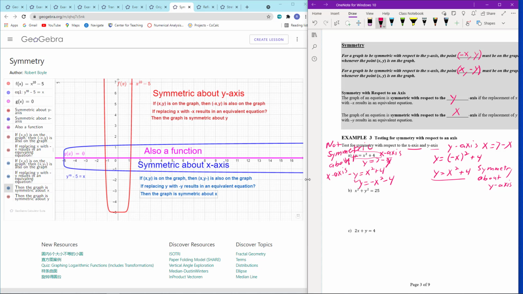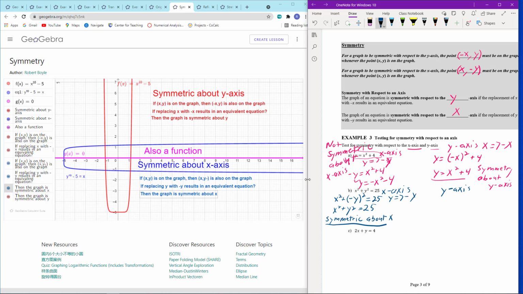What about this problem right here? To check for symmetry about the x-axis, we replace y with negative y, and that will give us x squared plus the quantity negative y squared is equal to 25. Evaluating that, we will have x squared plus y squared is equal to 25. So we have the exact same equation. As a consequence, this is symmetric about x.